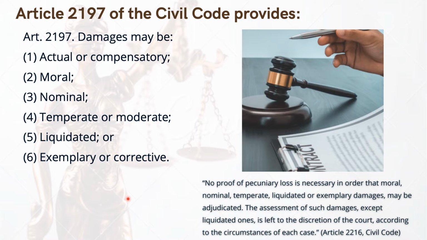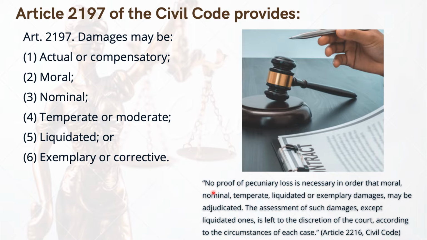So there are different kinds of damages that may be awarded in this jurisdiction. According to Article 2197 of the Civil Code, damages may be actual or compensatory, moral, nominal, temperate, or moderate damages, liquidated, or exemplary or corrective. We are going to discuss further on these damages in the next few slides.